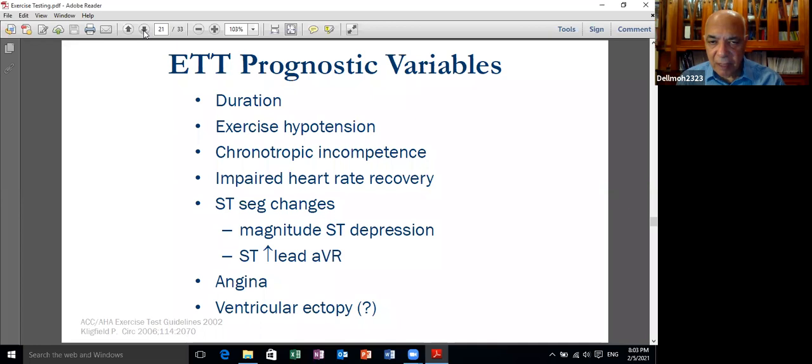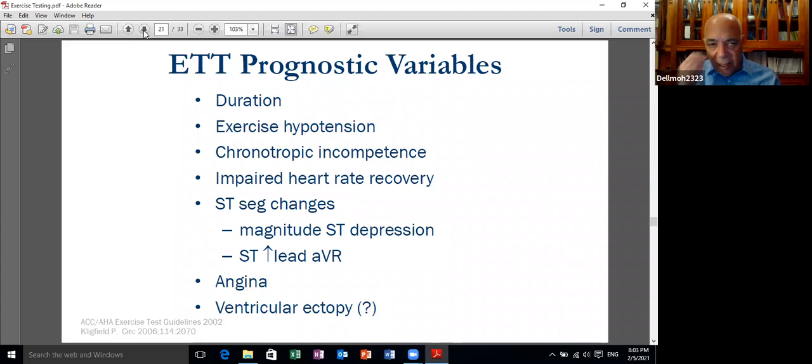Impaired heart rate recovery: there should be a decrease of more than 12 beats per minute in the first minute post-recovery and 22 beats per minute in the second minute post-recovery. And the impaired heart rate recovery is an important prognostic value.